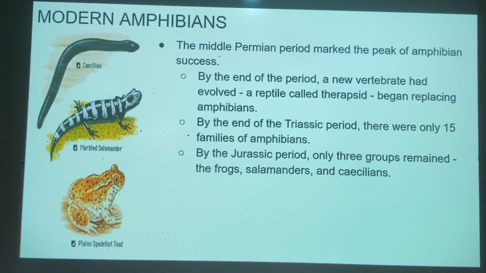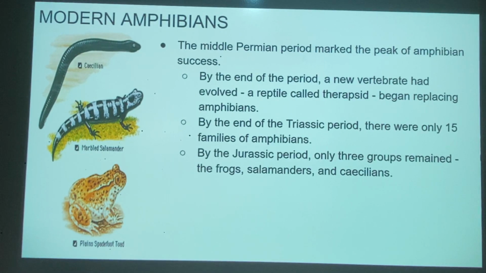But the middle Permian period marked the peak of the amphibian success. By the end of the period, a new vertebrate had evolved. A reptile called the therapsid began replacing amphibians on land. By the end of the Triassic period, which was before the Jurassic, there were only 15 families of amphibians. And then by the Jurassic period, only 3 groups remained: the frogs, the salamanders, and the caecilians.